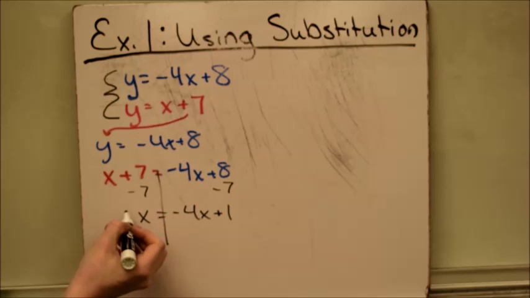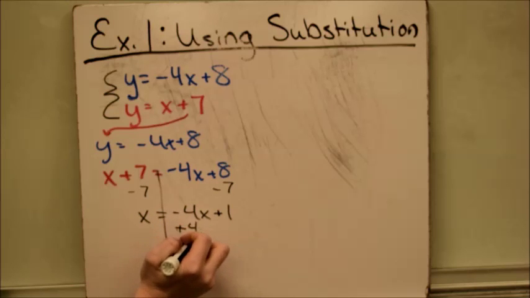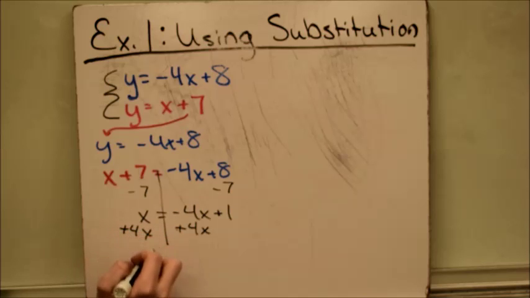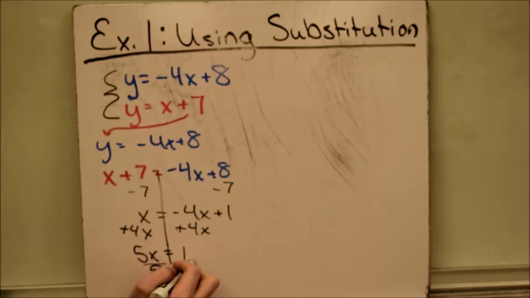Now I want to get my x terms on one side. So I'm going to add 4x here and add 4x here. I'm left with 5x equals 1. Okay, but I'm not quite done yet. I still need to solve for x. So I'm going to divide by 5 to get x by itself. I could say x equals 1/5, or if I wanted to make this a decimal, 1 divided by 5 is 0.20. Either one is correct. So that's my answer for x in this case.